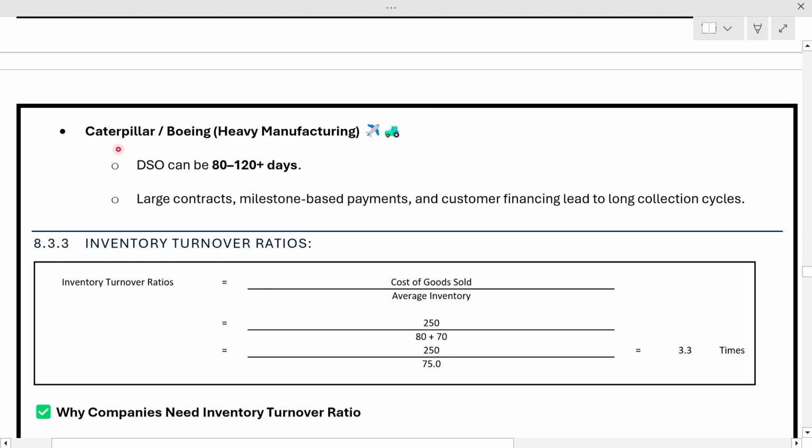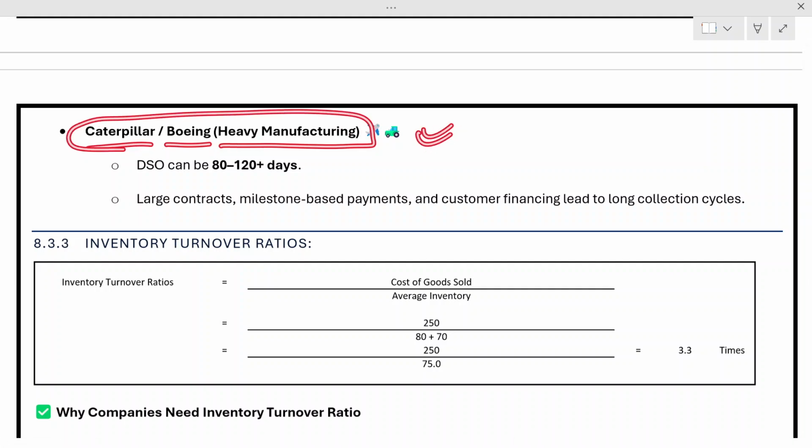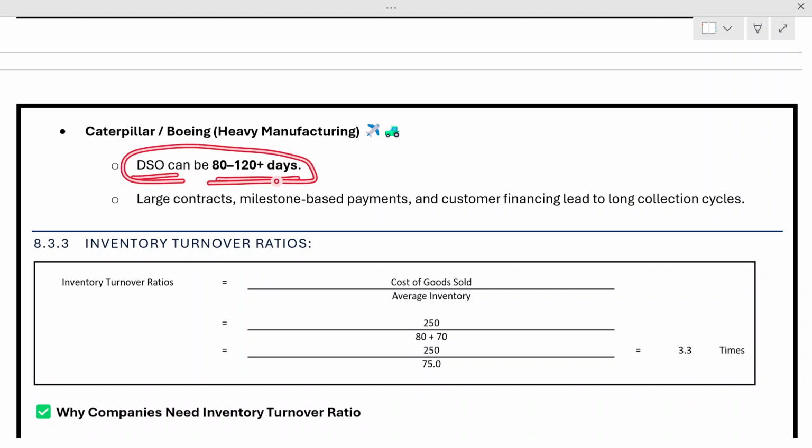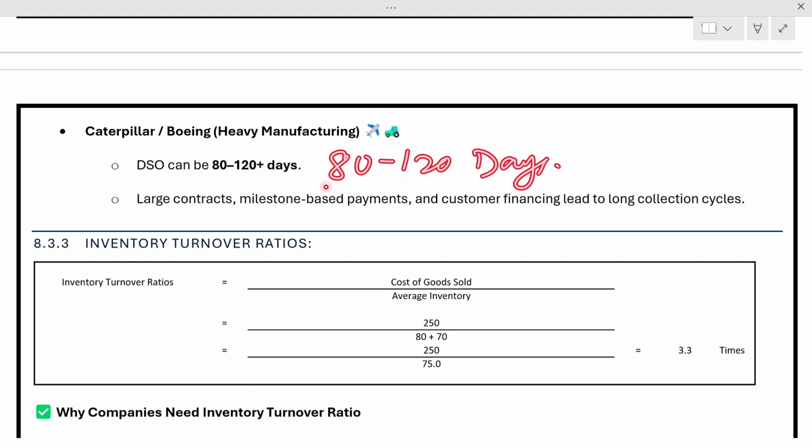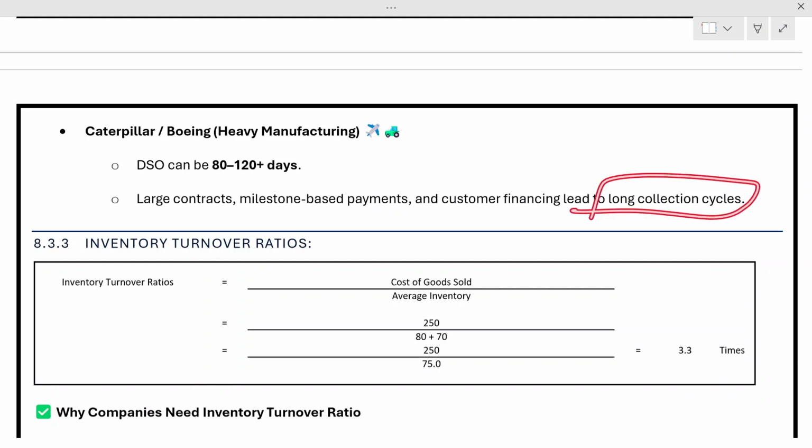And finally, if we see Caterpillar and Boeing, heavy manufacturing industries, very capital intensive industries, DSO can be 80 days to 120 days. Why? Because the companies are selling Airbus, aeroplanes and bigger projects. So the customers pay a little bit more late and these are large contracts and milestone based payments. So generally there are long collection cycles. So this was all about DSO, or debtors sales cycle or debtors collection period, I can say.